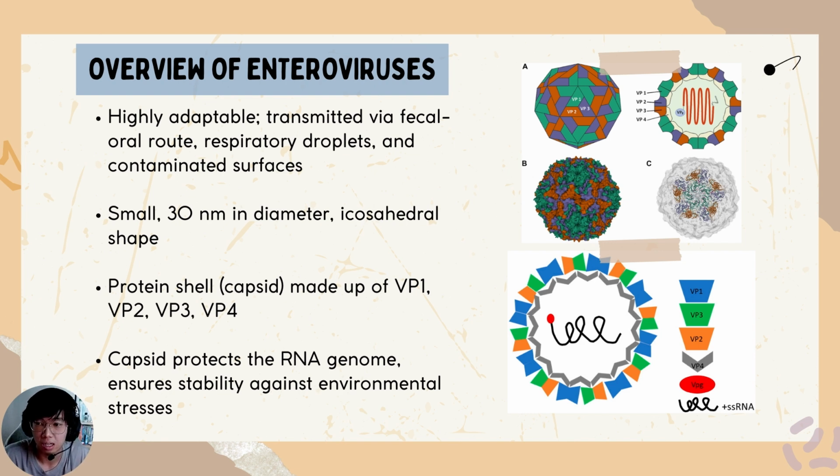Structurally, these viruses are about 30 nanometers in diameter and have an icosahedral shape. Their protein shell, or capsid, is made up of four proteins, VP1, 2, 3, and 4, that encapsulate their RNA genome, providing stability and protection against environmental stresses.